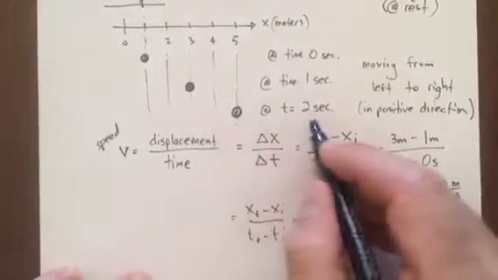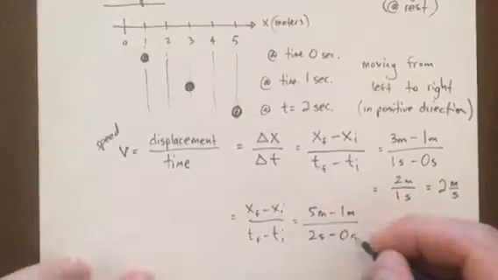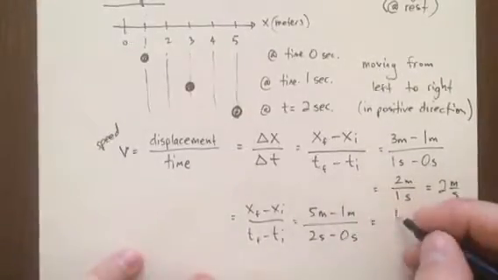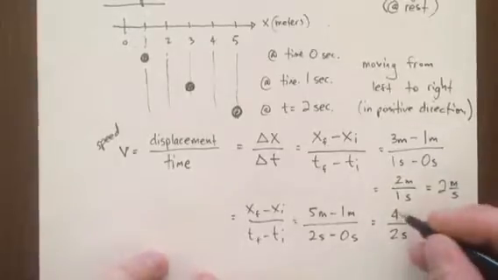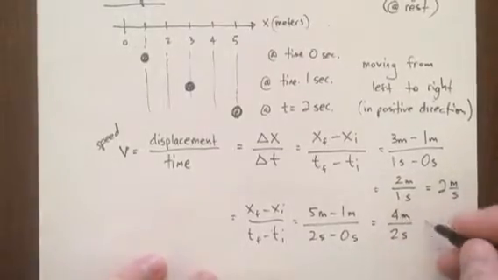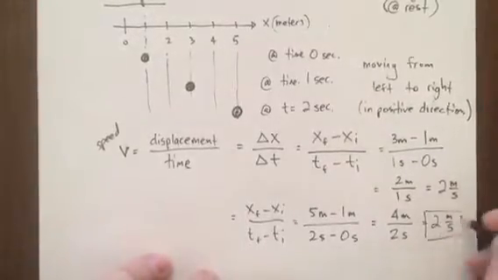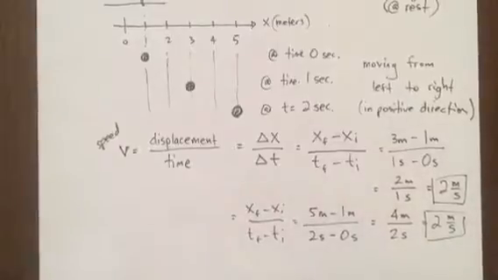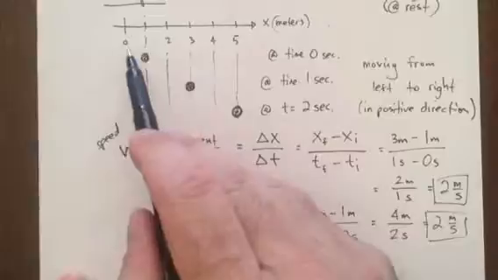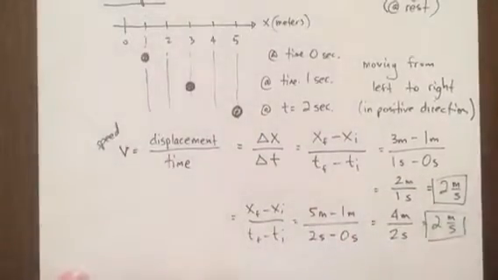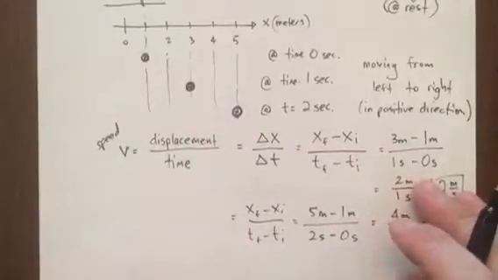Our final time was 2 seconds, and our initial time was 0 seconds. So this is 5 minus 1 is 4 meters per 2 seconds. 4 divided by 2 is 2. And we keep our unit, meters per second. So we get the same answer. It doesn't matter if we did it over this time step or this time step or the total time step. You should get the same answer if this thing is moving at some constant velocity.